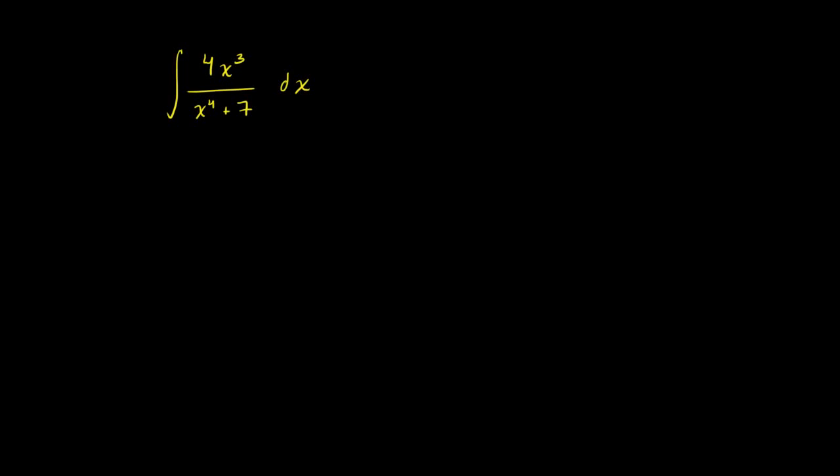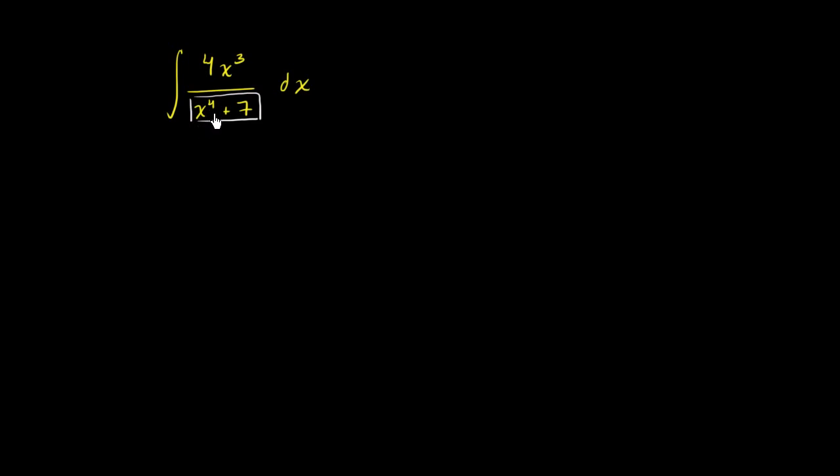So we want to take the indefinite integral of 4x to the third over x to the fourth plus 7 dx. So how can we tackle this? This seems like a hairy integral. Now the key insight here is to realize that you have this expression x to the fourth plus 7, and you also have its derivative up here.